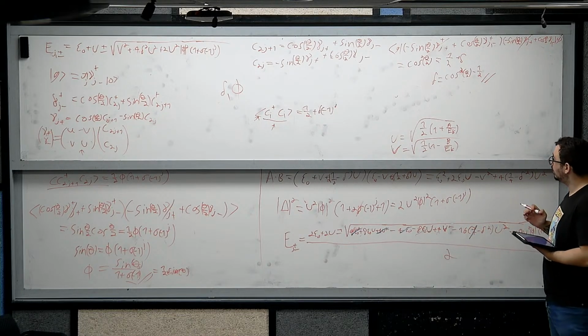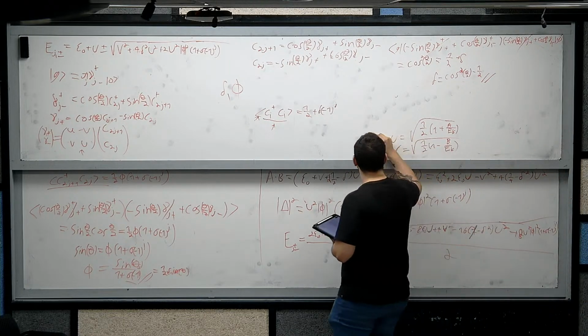E and U? V nu, so one is the cosine. No. Oh.